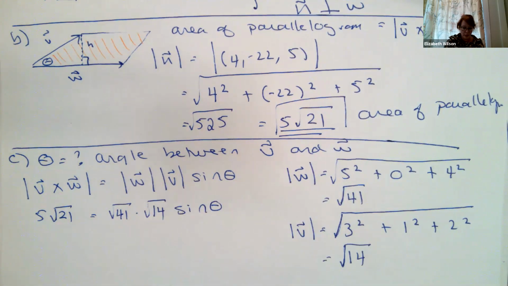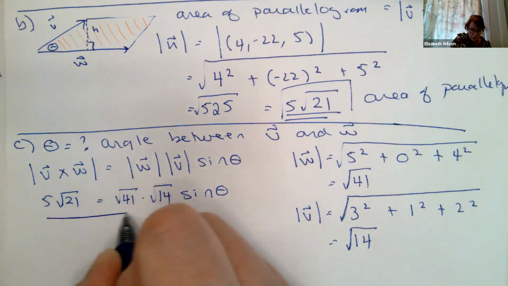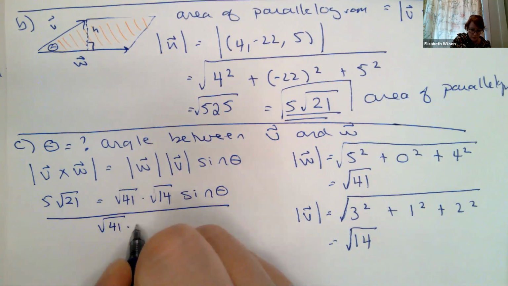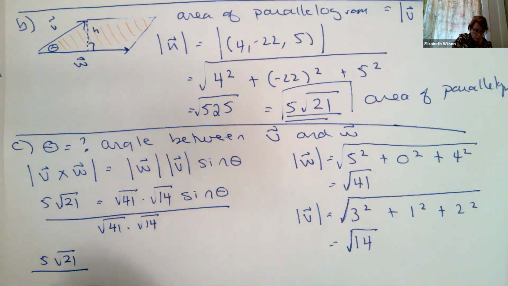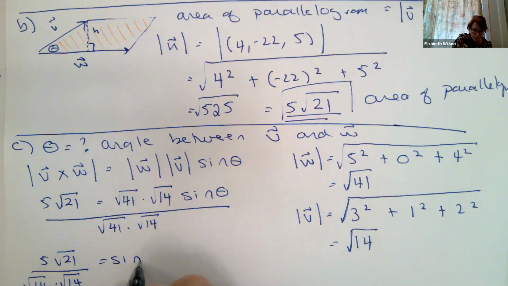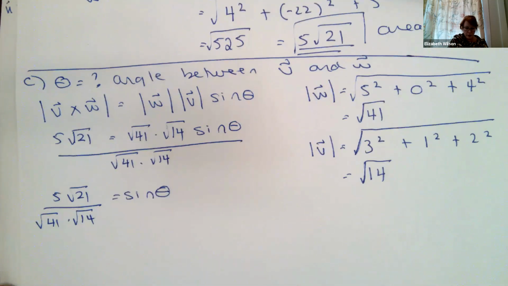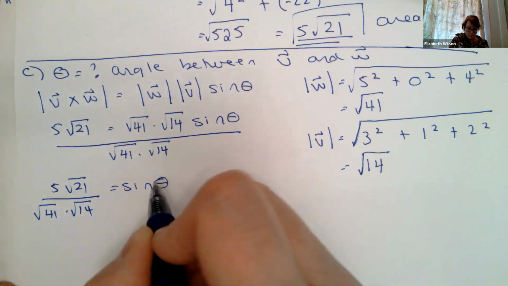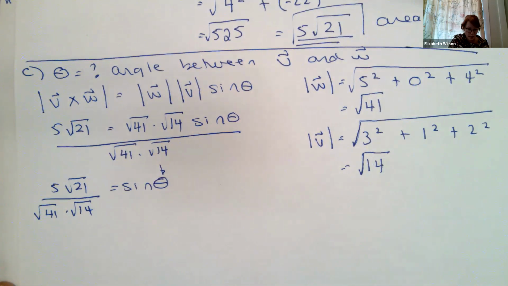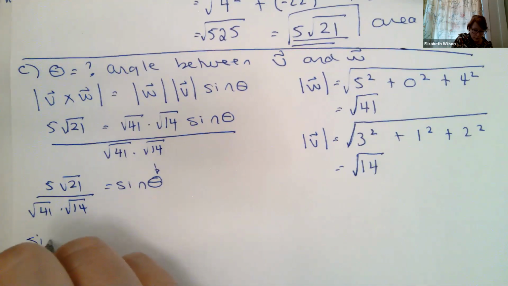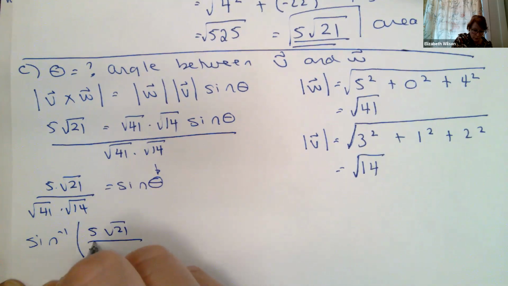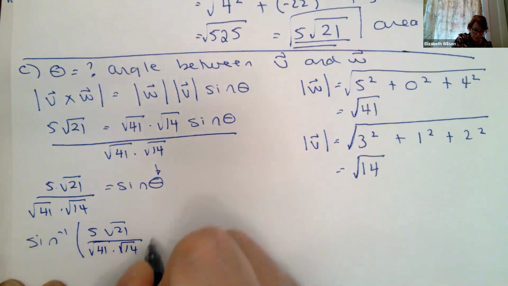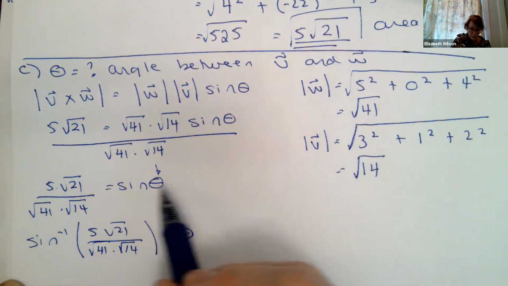Okay, my goal is to solve for theta. So I'm going to start by dividing out by my magnitudes. I'm going to get 5 radical 21 all over radical 41 times radical 14 is the sine of theta. To solve for theta, I have to take the inverse sine of both sides. I take the inverse sine of this, 5 radical 21 all over radical 41 times radical 14. I take the inverse sine of sine, I just get theta.